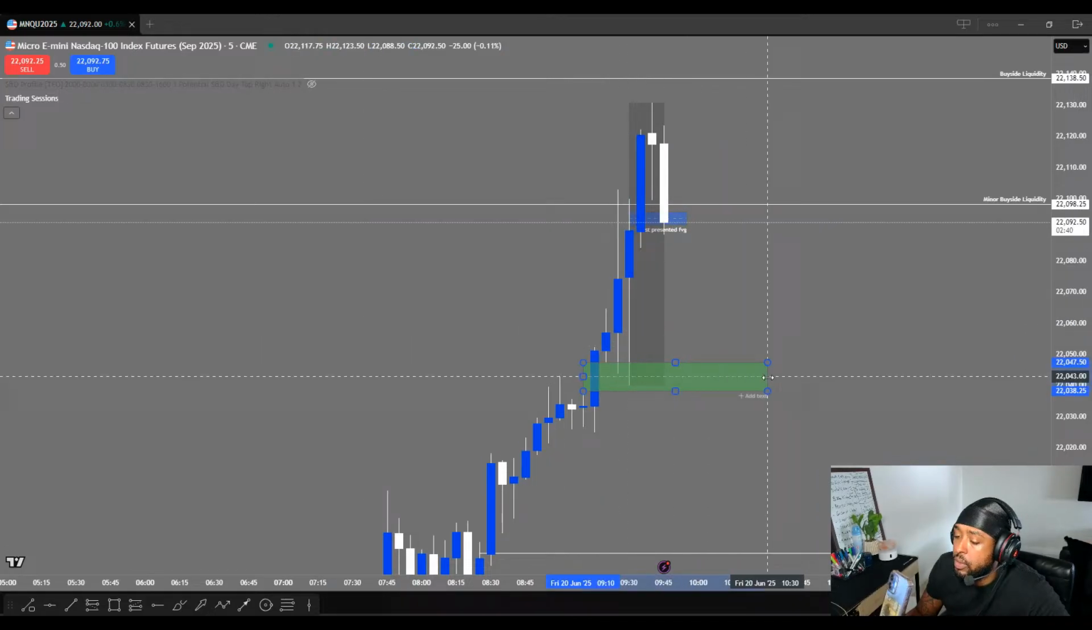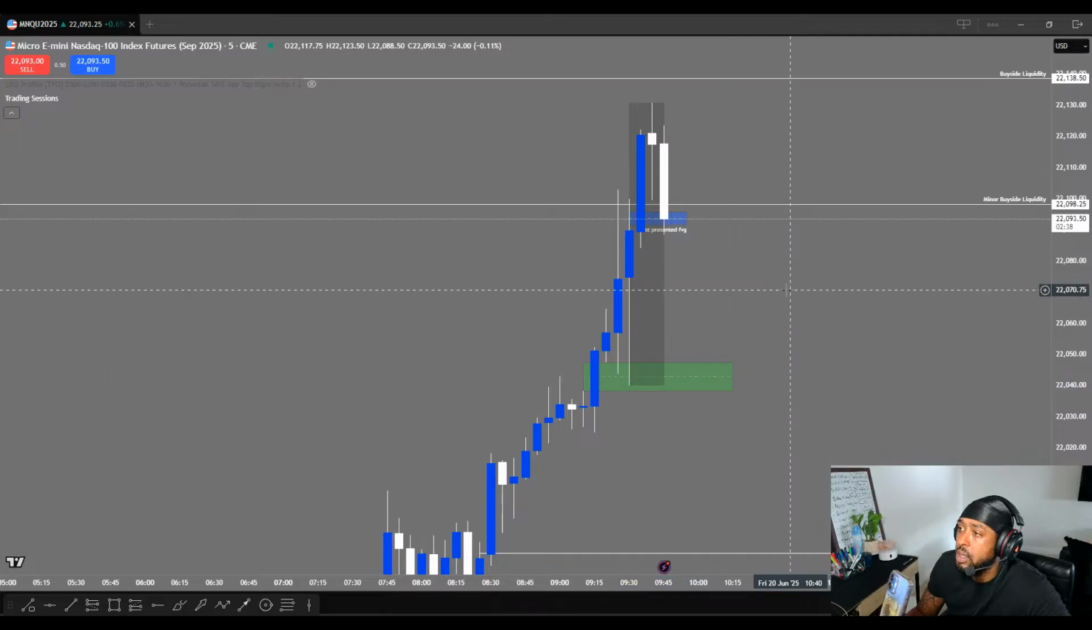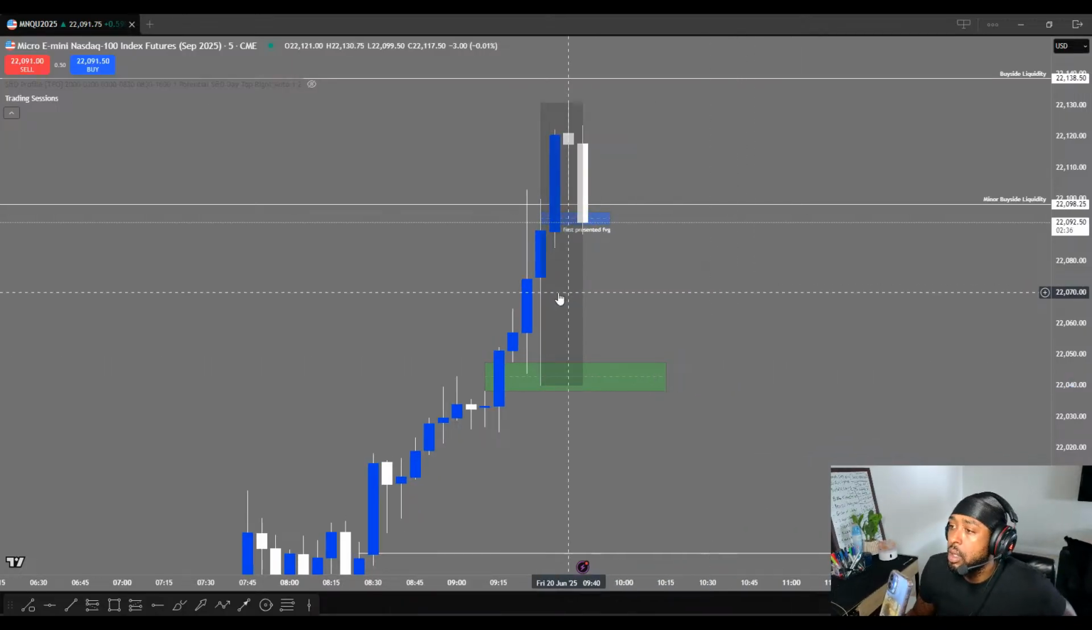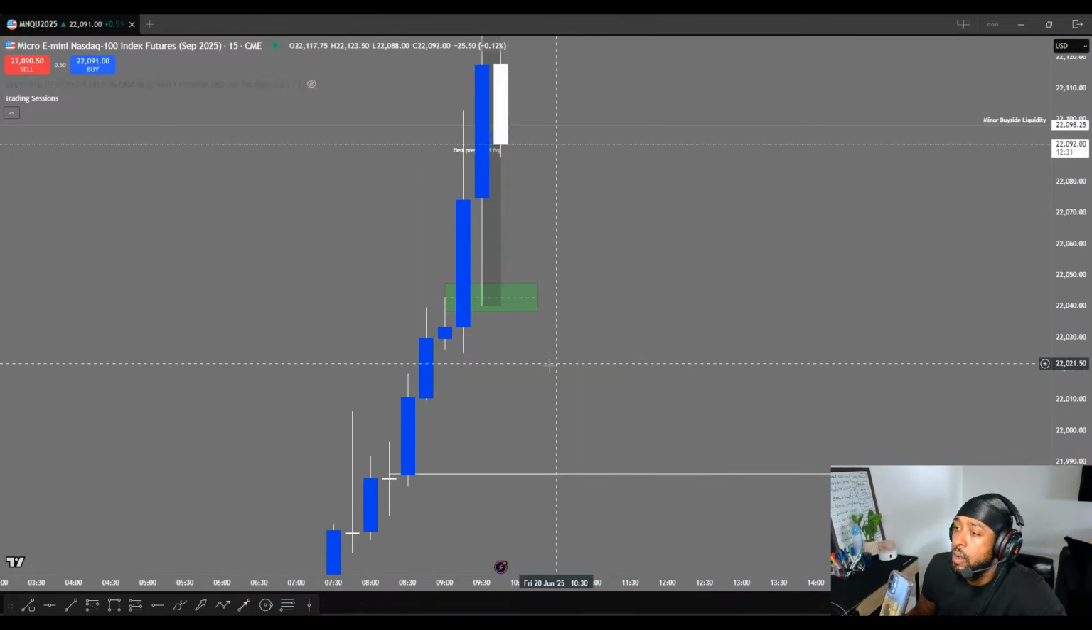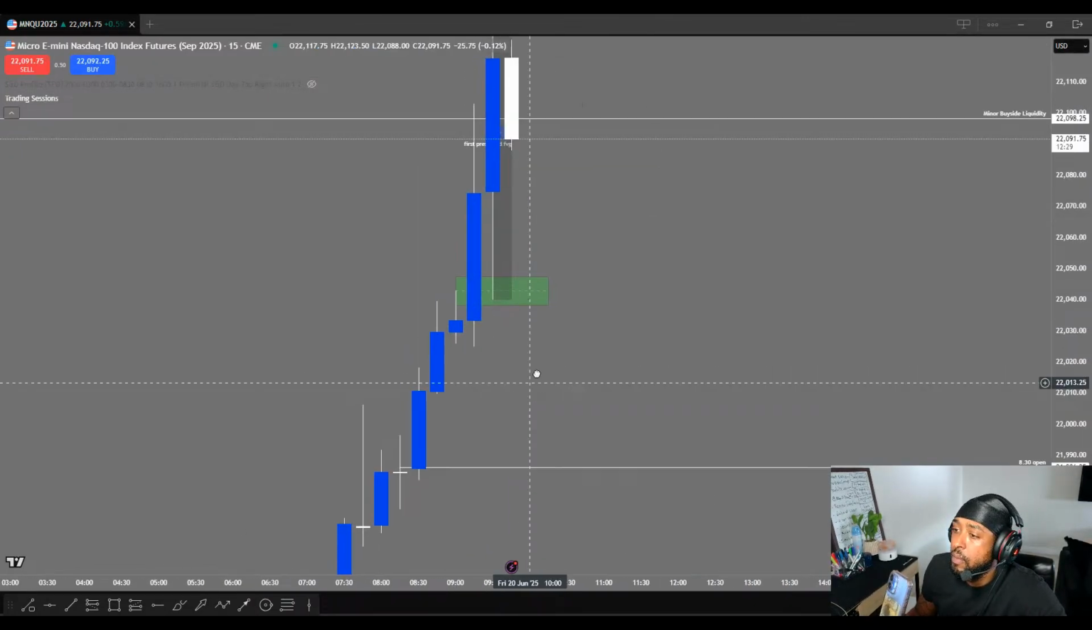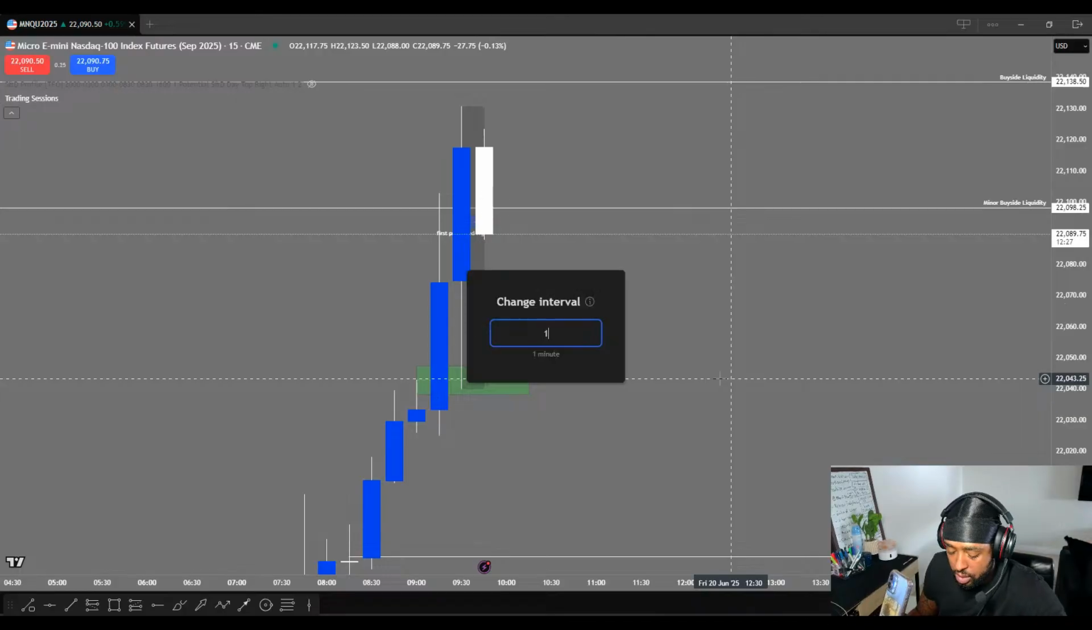So if we get below this, I could be expecting this to act as kind of an inverse. We've got no fair value gap. Let me see on the 15 minute. Yeah, we definitely have to retrace eventually.